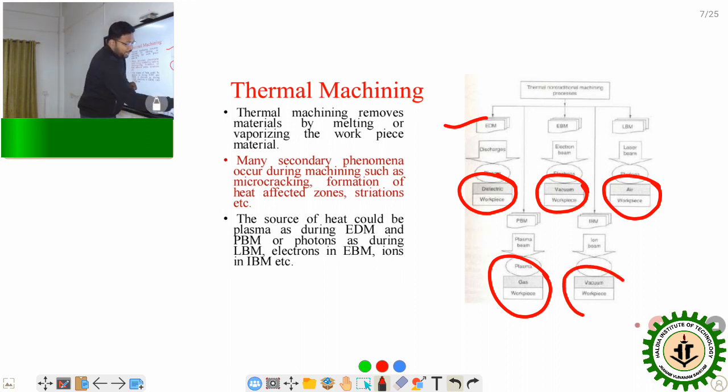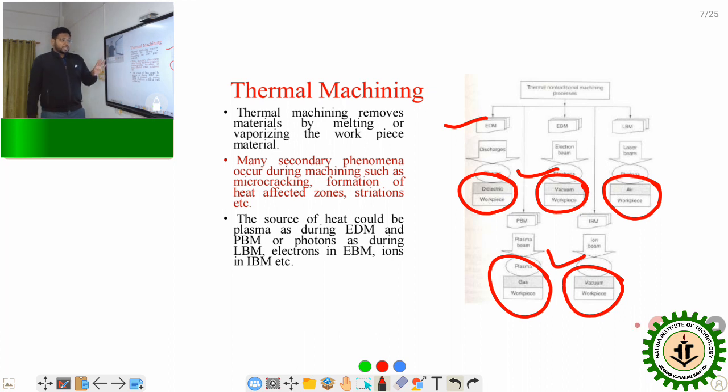Similarly, for IBM, ion beam machining, it can be in the vacuum. So EBM and this IBM, these two types of machining can be only in vacuum, whereas in case of LBM, we can do it in the open air. So this is the main advantage of the LBM. And in case of EDM machine, we have to use the dielectric fluid like E30, that is an industry grade EDM oil, or you can use distilled water or heavy water as a dielectric medium, or you can use kerosene as a dielectric medium.